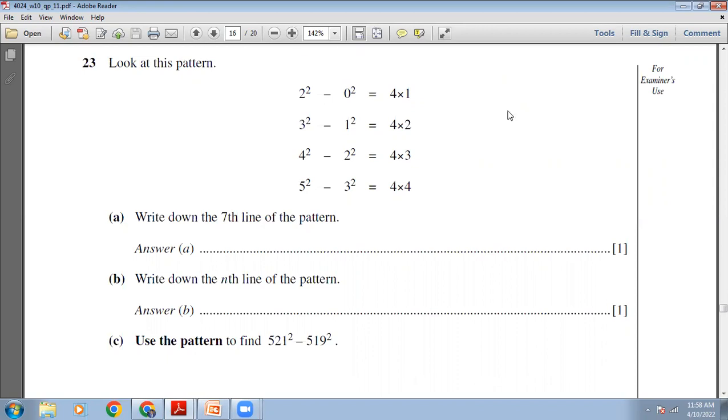Look at this line. What is this fourth line? 4 multiply 4. What is the third line? 3 multiply 4. What is the second line? 2 multiply 4. What will be the 7th line? That will be 7 multiply 4. This number here, this is the fourth line. 1 less than 4 is square, 1 more than 4 is square. So in the 7th line, we will have 8 square minus 6 square. So you will have 8 square minus 6 square equals 4 multiply 7.